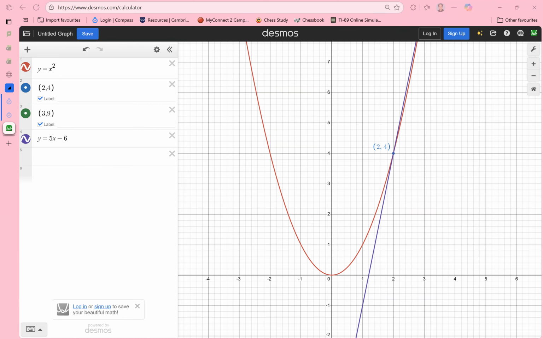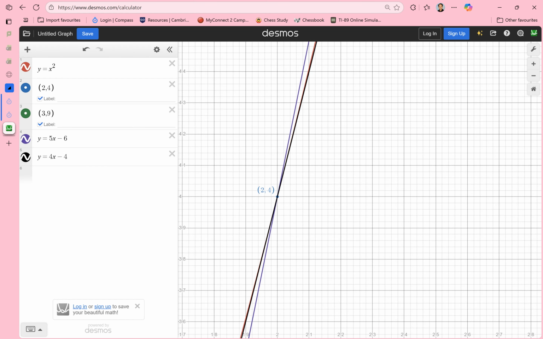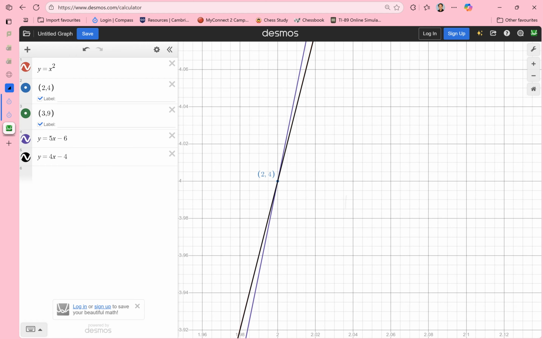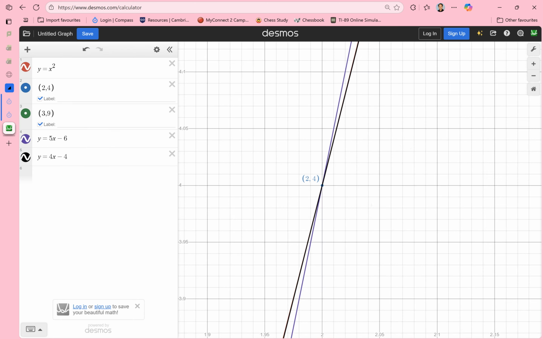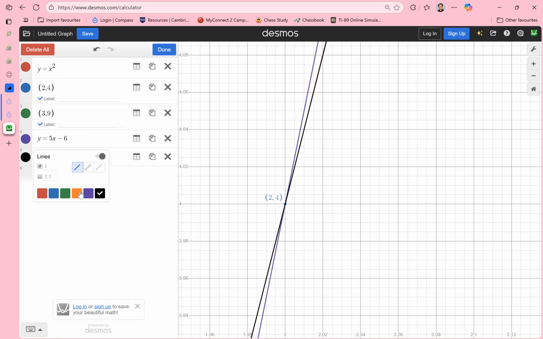So watch what happens when I go back to Desmos, and watch this. When I type in y equals 4x, was it minus 4? Yeah, minus 4. I'm going to zoom in, and you will see the black line. Is it black line? Yes, it is the black line. Maybe I should change the colors so you can see. And then change the colors to make it orange. Can you see the orange line?